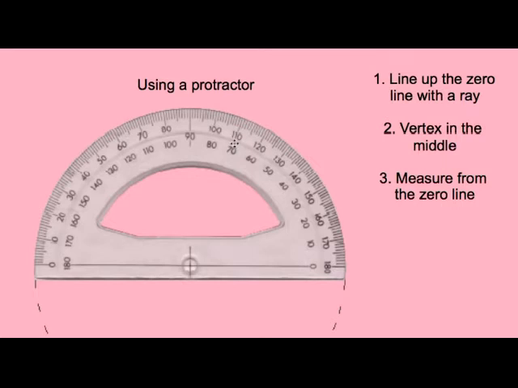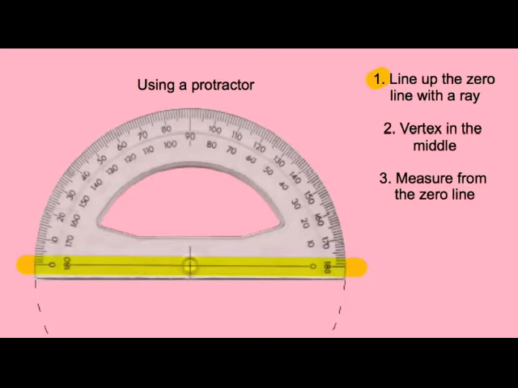It shouldn't be confusing, though, if you, number one, line up your zero line with the ray. So where is the zero line on this? It's the line that extends along the bottom, not the bottom of the protractor, the line that extends along the bottom, and it goes right through zero over here.